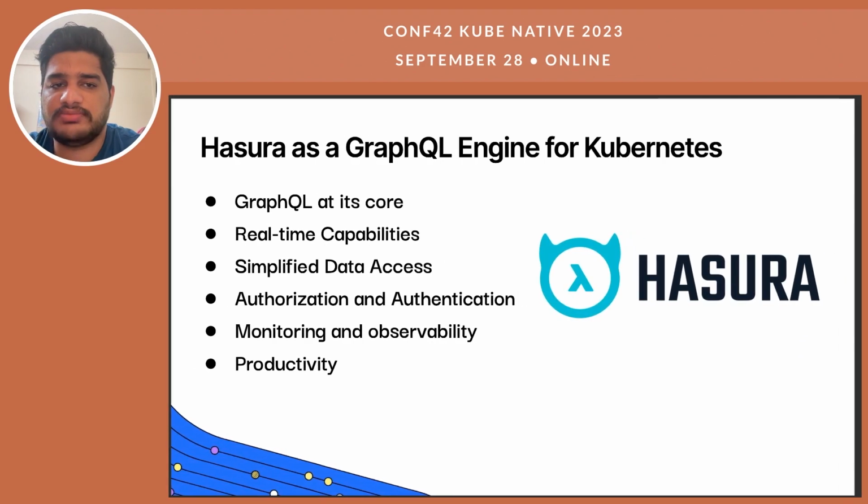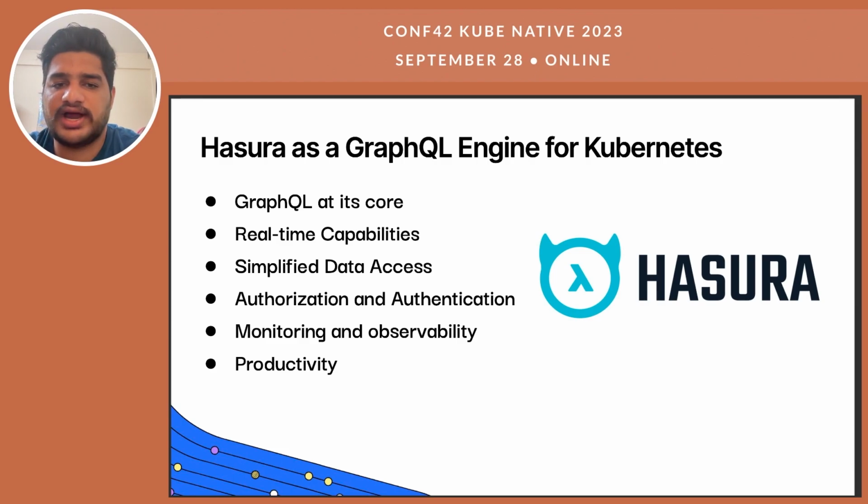Now let's come to Hasura and see how in a GraphQL and Kubernetes environment it shines. So Hasura is a powerful and versatile technology that serves as a GraphQL engine and data platform. It has gained immense popularity in the world of application development for several compelling reasons, and it's an excellent fit for Kubernetes and GraphQL environments.